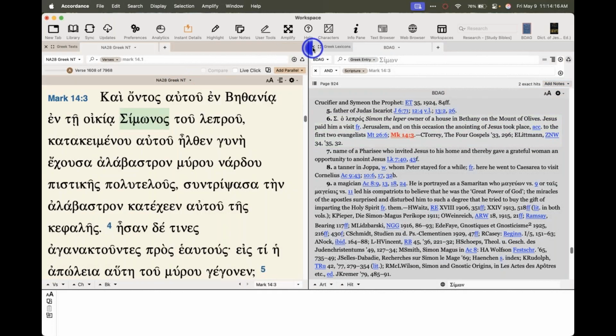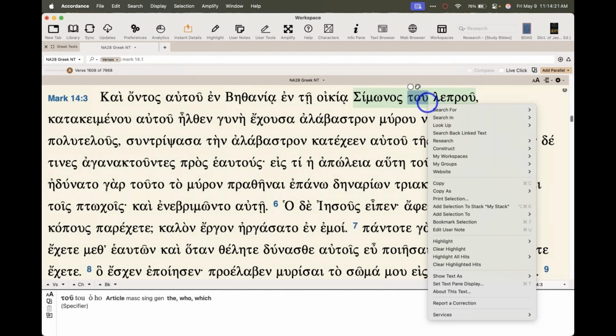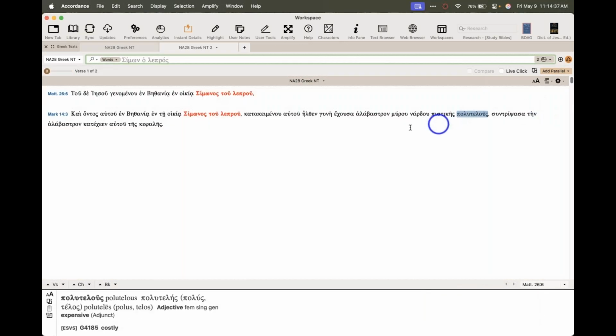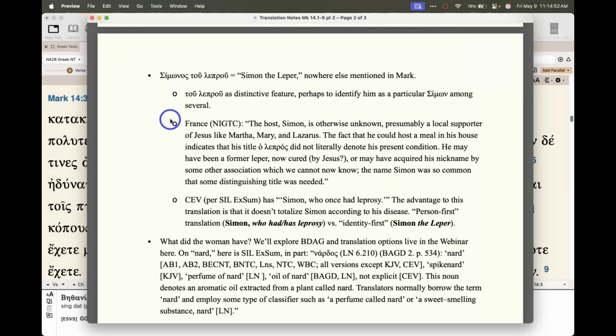We can confirm this by going to this phrase, right-clicking and searching for. Now, we don't want to search for inflected because it's in the genitive case here, and this could be in any case, nominative maybe, he's the subject of something. So we broaden our search to search for lexeme. And in fact, we see Simon the leper. This phrase in particular only occurs in Matthew 26:6, which looks like the parallel passage here, and in Mark 14:3. So no other information about this person.